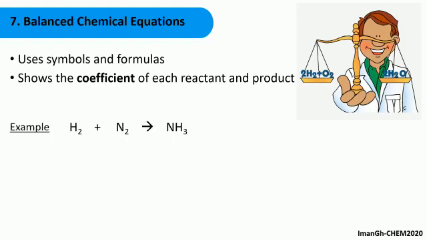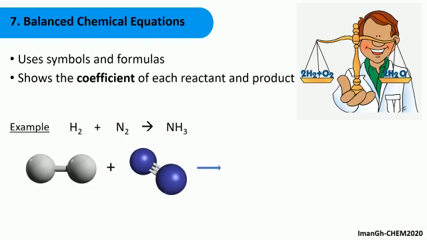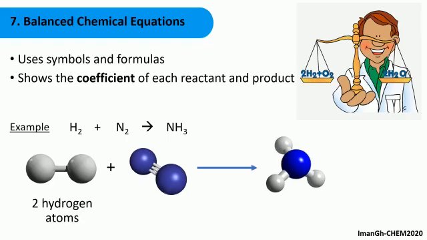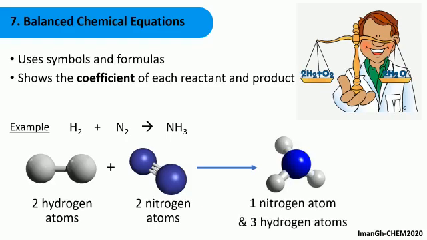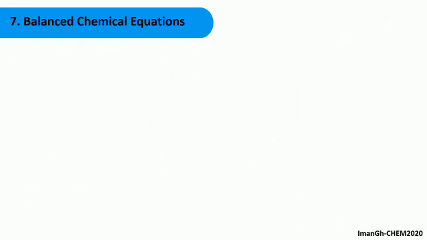Consider the previous reaction. We will represent it using this model, where the gray balls represent the hydrogen atoms and the blue balls represent the nitrogen atoms. So the number of hydrogen atoms in the reactants is 2, and the number of nitrogen atoms in the reactants is also 2. However, the number of hydrogen atoms in the products is 3, while the number of nitrogen atoms is 1. Then this equation is not balanced.